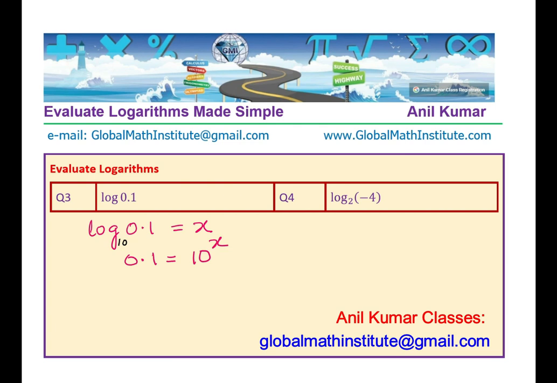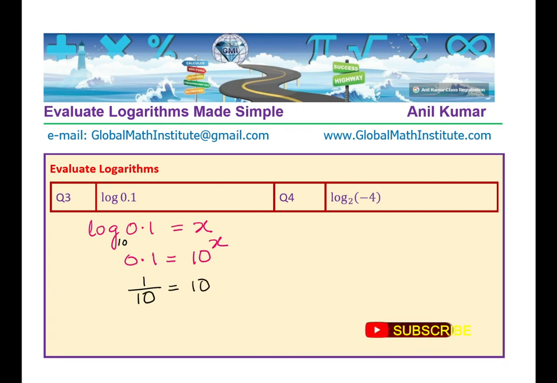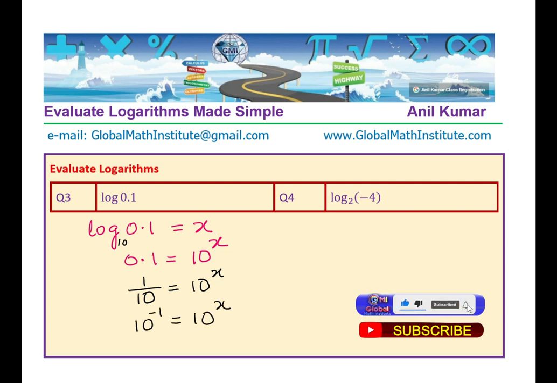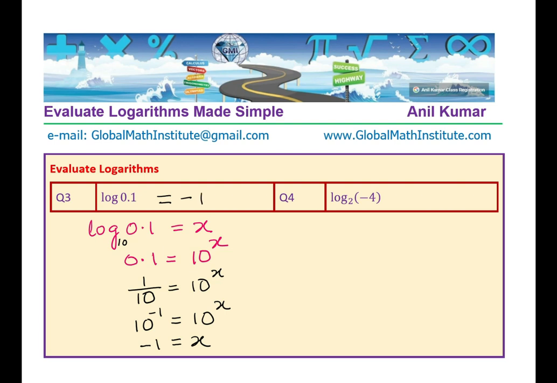Now, what is 0.1? Remember, 0.1 is actually 1 over 10. And 1 over 10 means 10 to the power of minus 1. And now we know minus 1 is x. So x is equal to minus 1, or we have evaluated the value of this logarithm as minus 1. Makes sense? So that's another way of doing it, just making the exponential function with the variable on the right hand side.